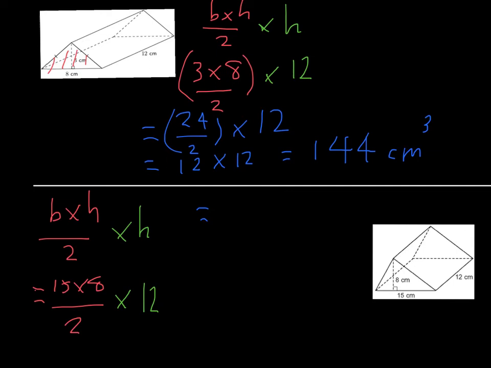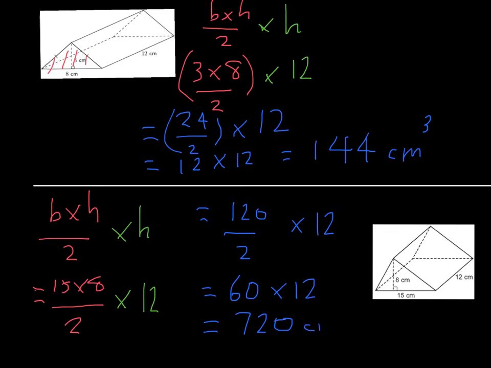15 times 8 is equal to 120. Divided by 2 will give us the base area, times the perpendicular height of 12. So we've got 120 divided by 2, which is 60, times 12 will give us our volume. 60 times 12 is equal to 720. Yet again, we are finding the volume, so we use cubic units: 720 centimeters cubed.